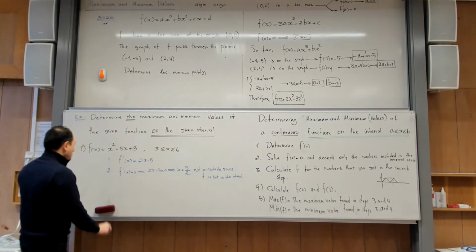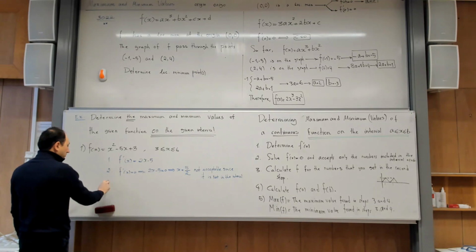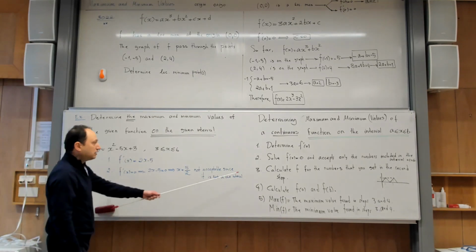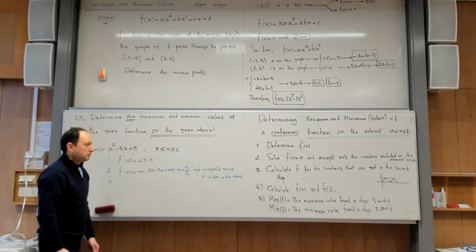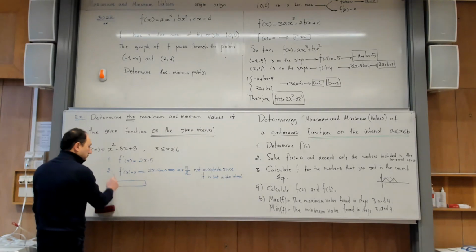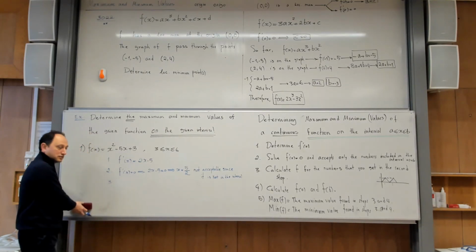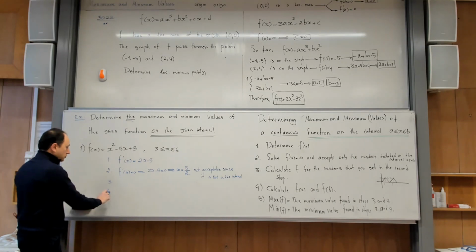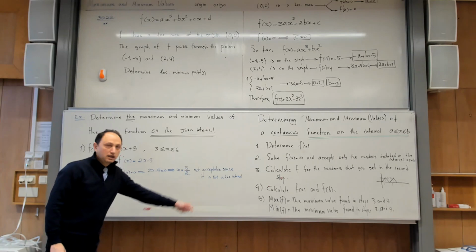Okay? So we left empty-handed here. Number 3: calculate f for the numbers you get in the previous step. There is nothing here. We cannot do anything because we didn't get anything. So we jump to number 4: calculate f of a and f of b.